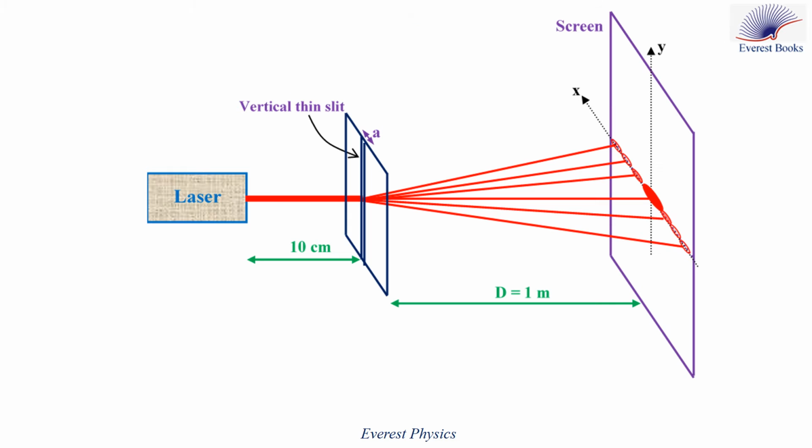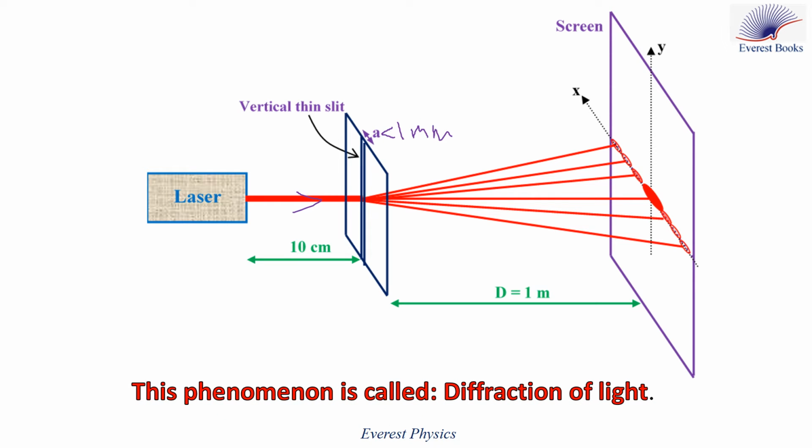If the laser beam passes through a thin slit of width a less than 1 millimeter, we observe that light does not travel in straight lines. Instead, it deviates from its path without being reflected or refracted. This phenomenon is called diffraction of light.